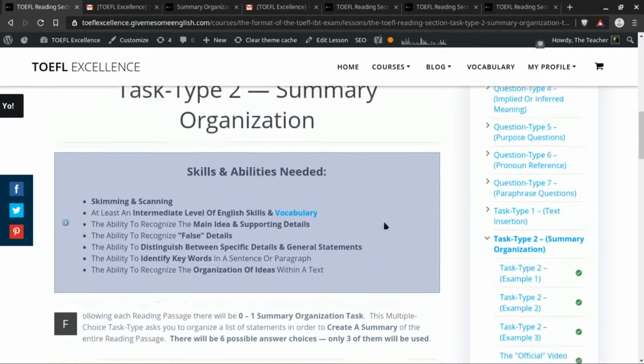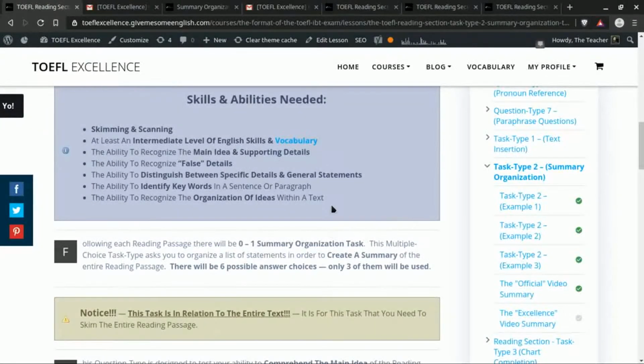And this is very similar to the factual information and detail questions. The only difference is that with this task type, you are not shown just a small portion of the reading section. This is a summary of the entire reading passage. So you have to be able to comprehend what is the main idea of the passage and what are the supporting details about that main idea.